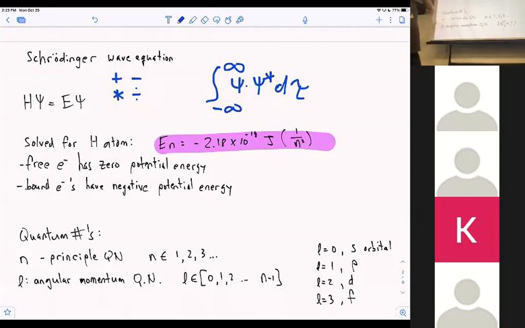Okay, so this is the Schrodinger wave equation, and it's solved for the hydrogen atom, and you get the energy levels of the hydrogen atom equal to this constant, minus 2.18 times 10 to the minus 18 joules, times 1 over n squared. I'll talk about n in a second. This is also known as the Rydberg constant.